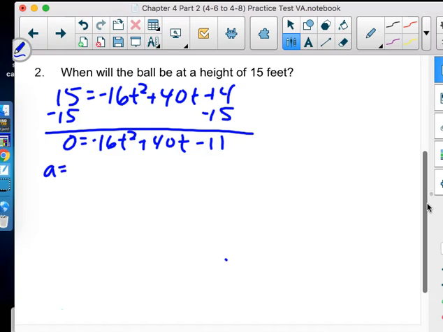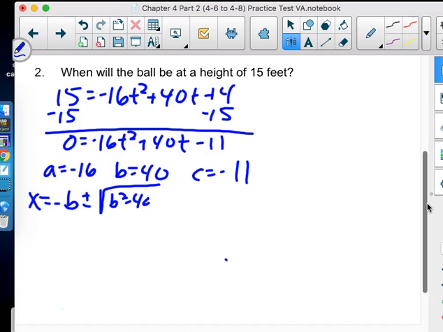So A is negative 16, B is 40, and C is negative 11, and x equals negative B plus or minus the square root of B squared minus 4AC all over 2A. So why not complete the square? It's got a negative 16 in front of the squared term. That would give us fractions, and most people will not be happy about that. So probably faster for everybody to do it this way.